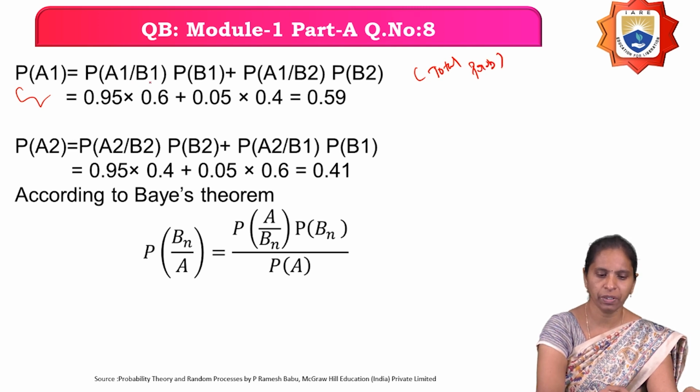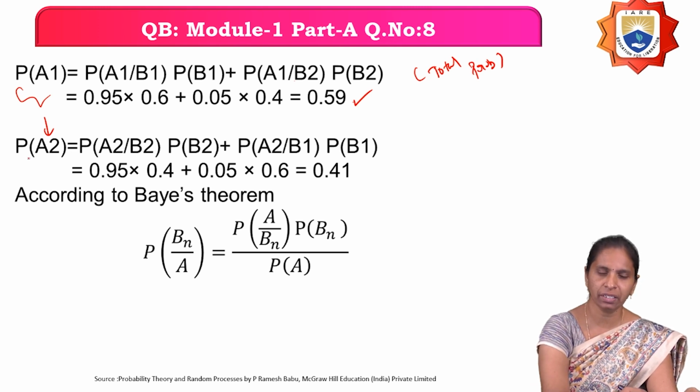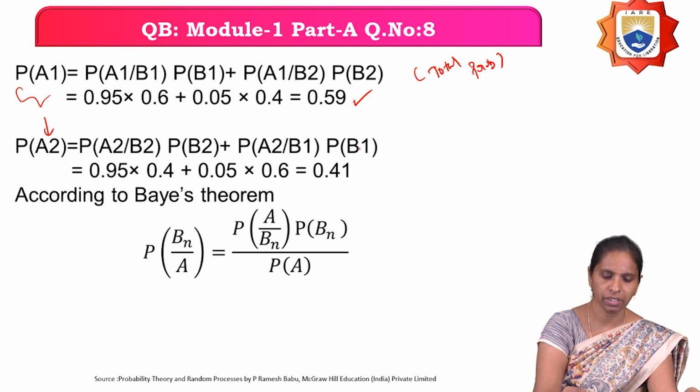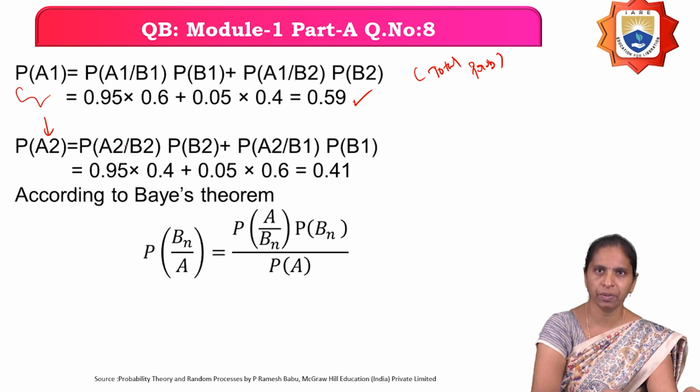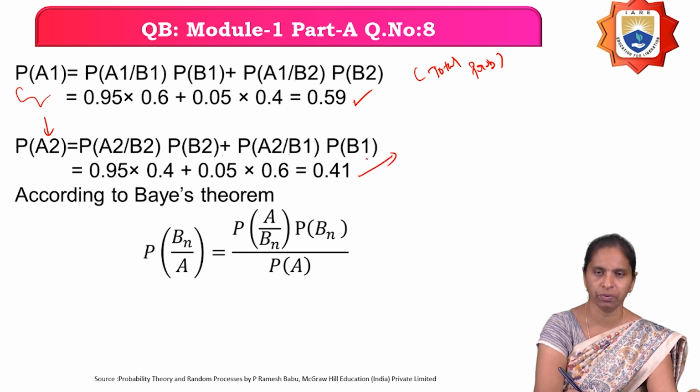So P of A1 by B1 into P of B1 plus P of A1 by B2 into P of B2. If you substitute, you get the answer 0.59. Similarly, you can calculate P of A2. What is P of A2? The probability that the received symbol is 0. That equals P of A2 by B2 into P of B2 plus P of A2 by B1 into P of B1. That is the answer you are going to get, 0.41.